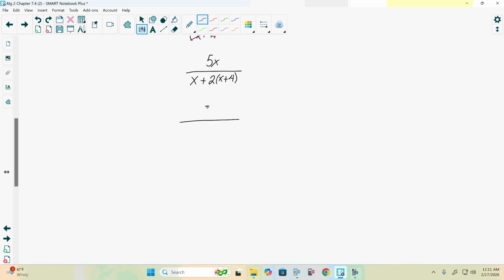because the numerator 5x is just 5x. On bottom we have the x, but we do need to distribute this 2. 2 times x is 2x, 2 times 4 is 8. Now that does give us some like terms on bottom. Our x plus 2x is 3x. 3x plus 8 does not have anything in common. There's nothing we can do to simplify, telling us that we get 5x over 3x plus 8.